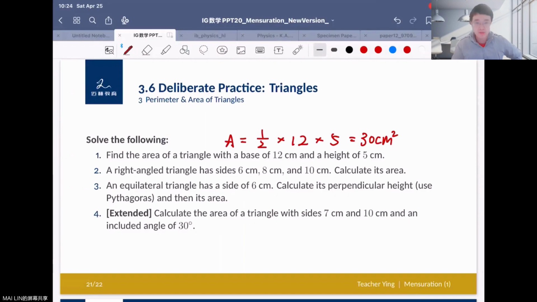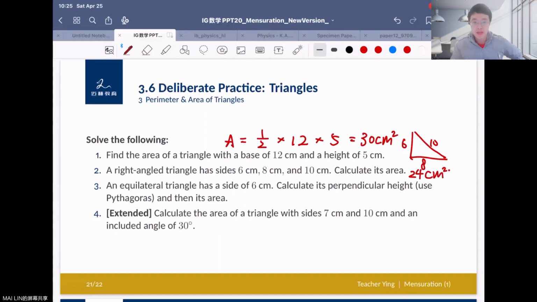For the second problem, a right angle triangle has sides of 6 centimeters, 8 centimeters, and 10 centimeters, and we have to calculate its area. Here the base and height are 6 and 8, and the hypotenuse is 10. So the area equals half times base 8 times height 6, so the final value equals 24. The area here equals 24 centimeters squared, okay?